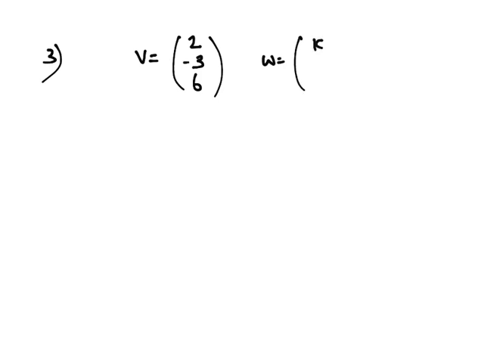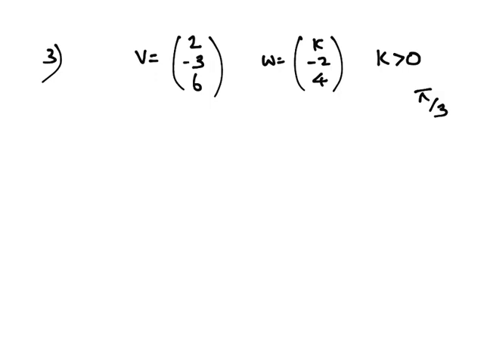Now the third problem. So let me use a black one. Okay, third problem. Let the vector V be equal to 2, minus 3 and 6, and let vector W be equal to K, minus 2 and 4, where K has to be greater than 0. Now it is given that the angle between these two vectors is pi by 3. Find the value of K.